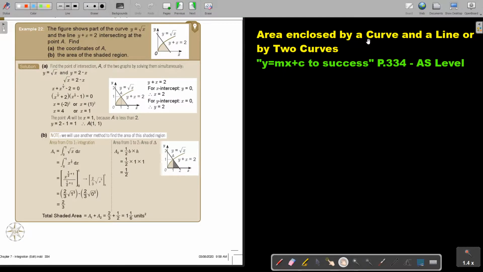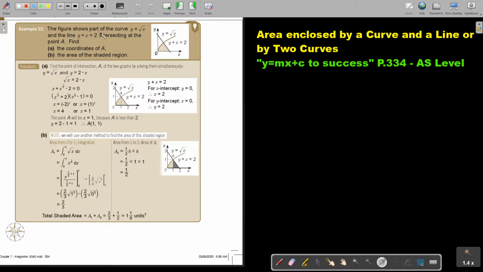Area enclosed by a curve and a line or by two curves. In this video, we will continue with this. You will find this on page 334 in the Namibian AS-Level Mathematics textbook, y equals mx plus c to success.